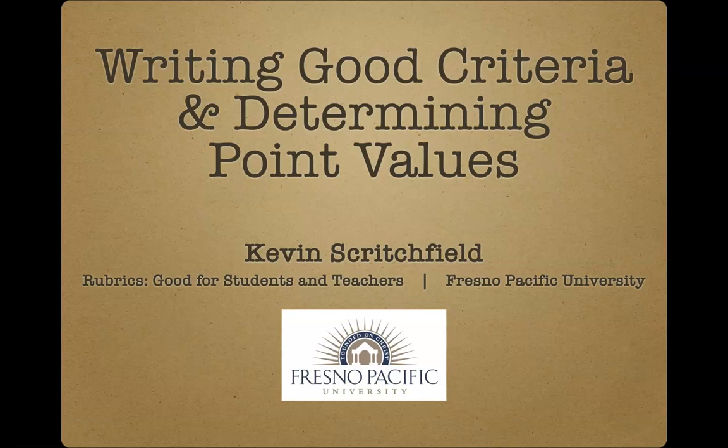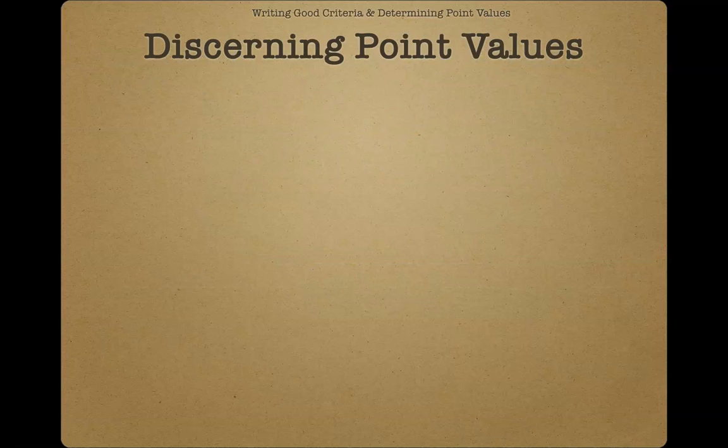We're going to talk about writing good criteria and determining point values. But specifically here, we're going to be talking about the point value piece of what we're doing here with our rubrics. And so discerning point values for each of the criteria within your rubric is based on a couple of bigger picture things that might be semi-obvious, at least a couple of them, but we want to hit on them here.